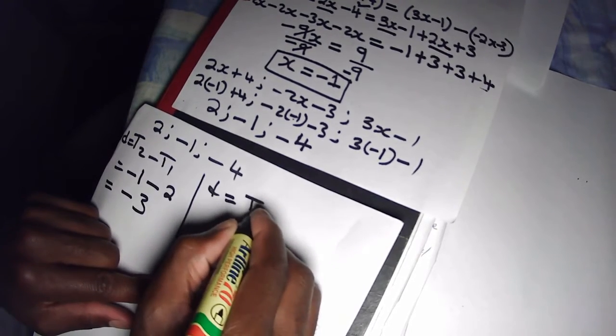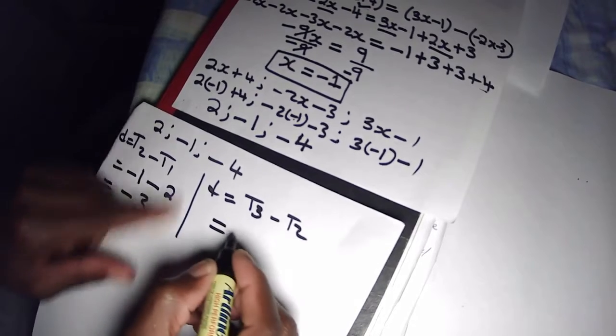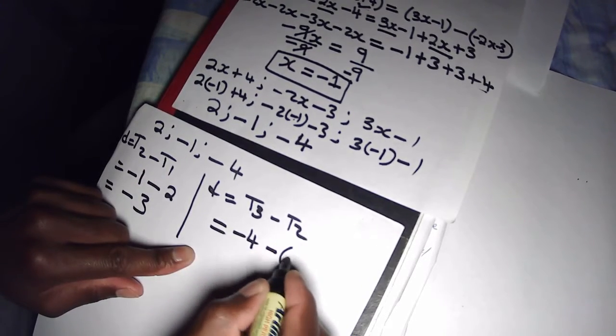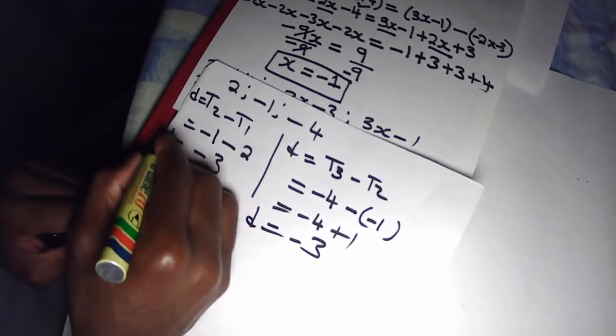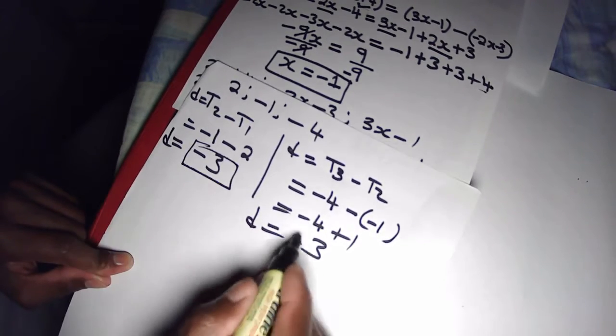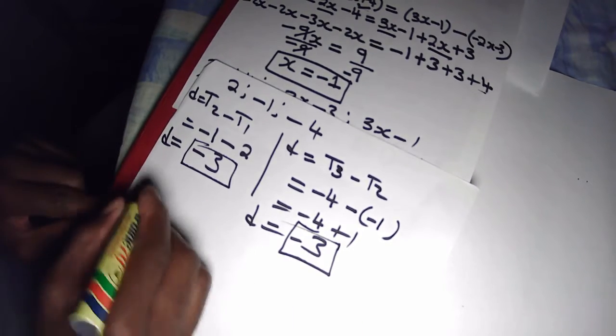Let's try to do something similar to that, but using T3 subtracting T2. T3 is negative 4 subtracting negative 1. So negative 4 plus 1, that is negative 3. So D is common, okay? So D is common. So this gives us the confidence that we did everything right, okay? Let us try to solve one more question the same as the one above, okay?